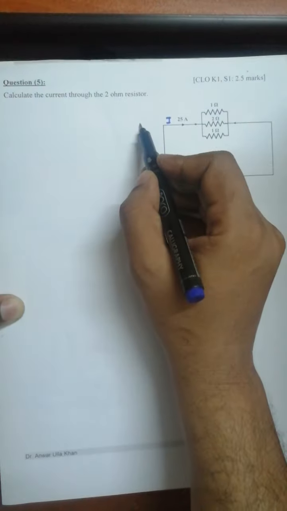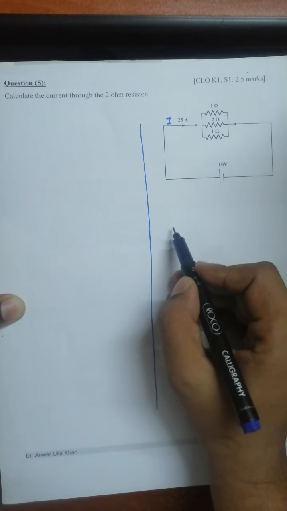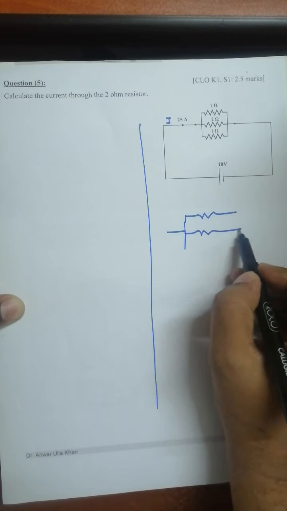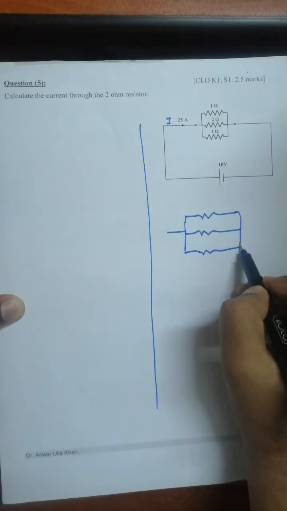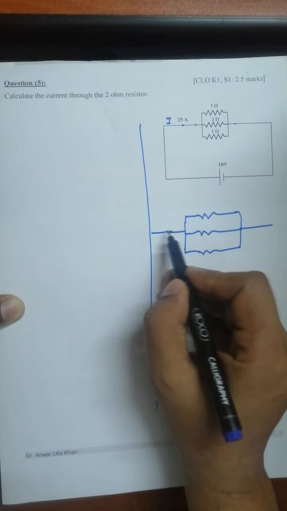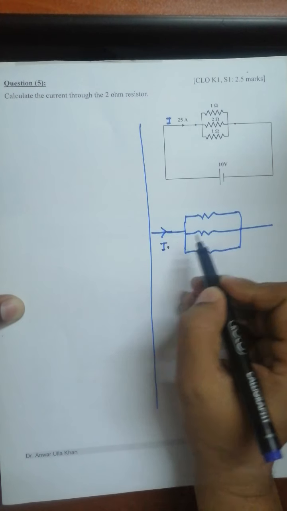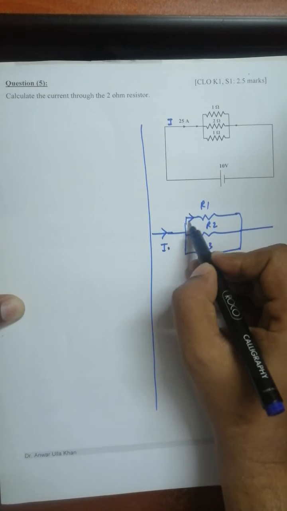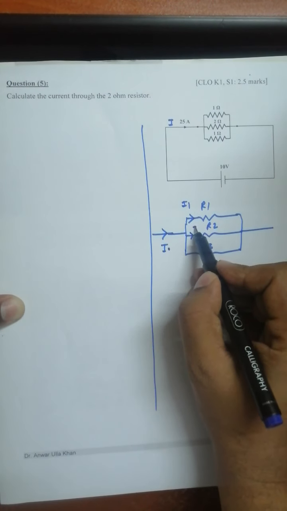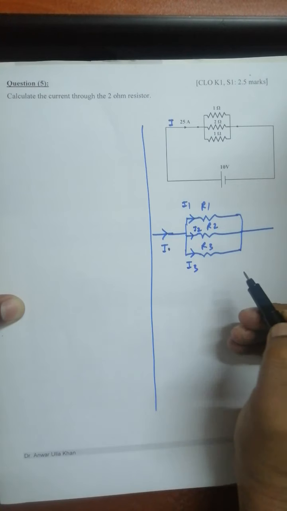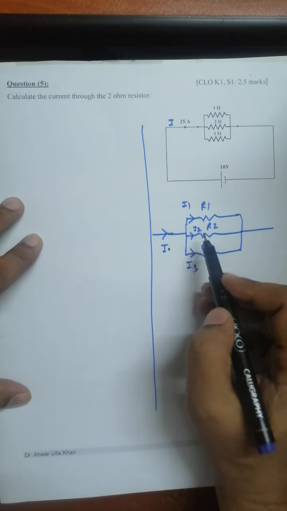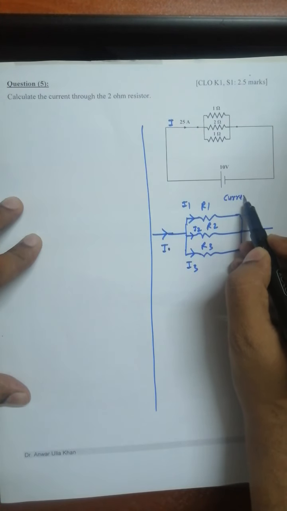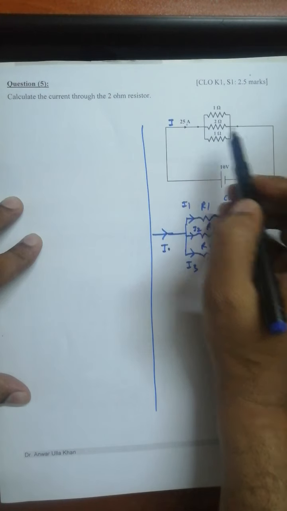So what we will do, we will use a rule, the current dividing rule. What is the current dividing rule? Current dividing rule is this: suppose there are 3 resistors, or 4 or 5, any number of resistors. Suppose there are 3 resistors, and this is current I, this is resistor R1, this is resistor R2, this is resistor R3, and you want to calculate I1 or I2 or I3. Then what will be the value of I1, I2, I3 by using the current dividing rule? This is your current, because current is dividing in 3 parts.